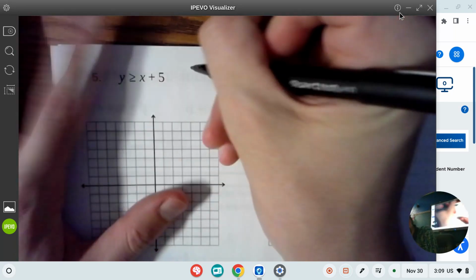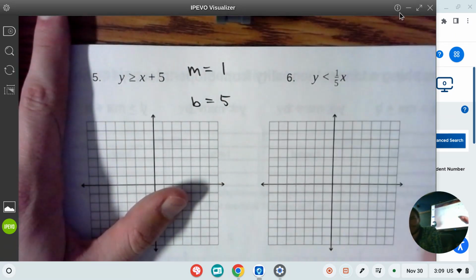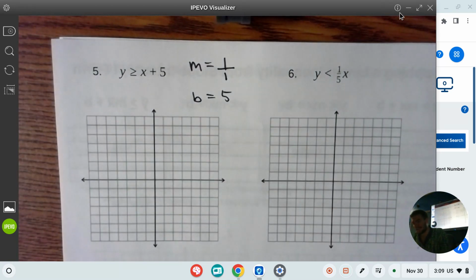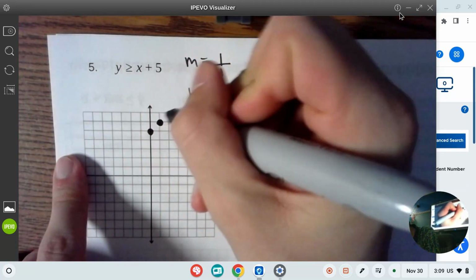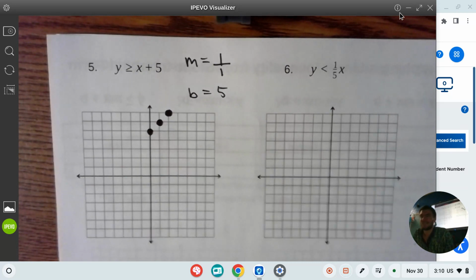Here we go. M equals 1. B equals 5. We're speeding up. The M is 1 over 1. I'm going to get my 3 dots. I'm going to start at 5. And I'm going 1, 1, 1, 1. There we go. I got my 3 dots. It took me 30 seconds. What? Can you chill just a little bit? Maybe just a little bit.